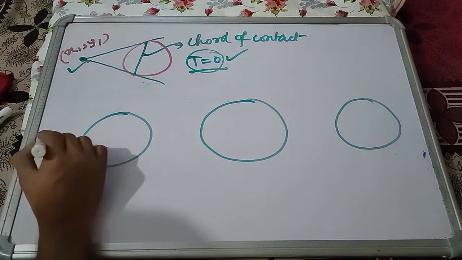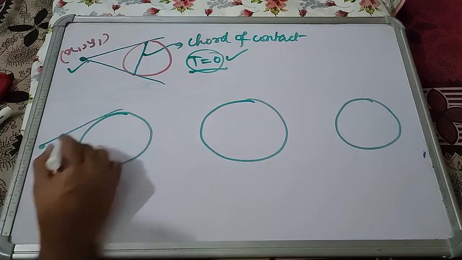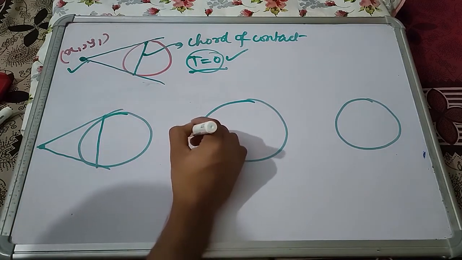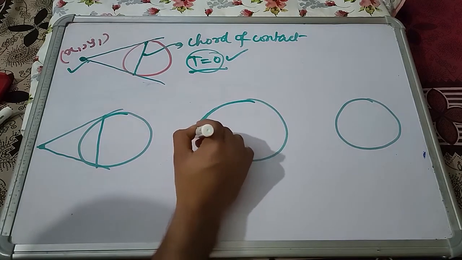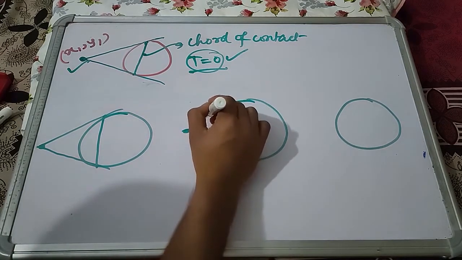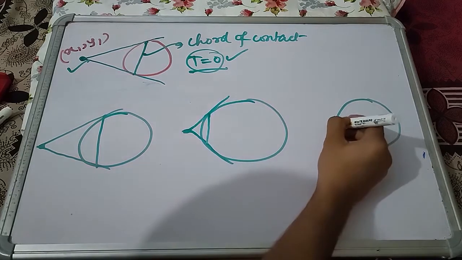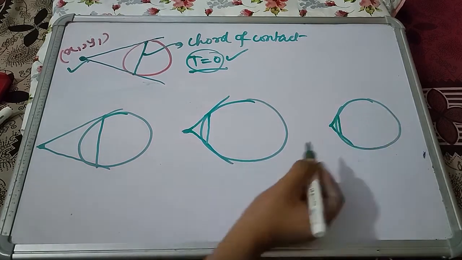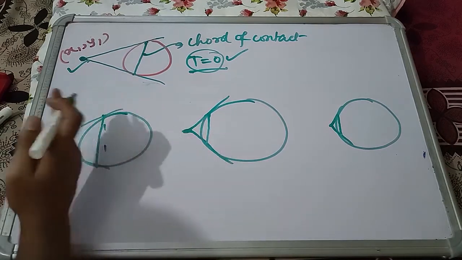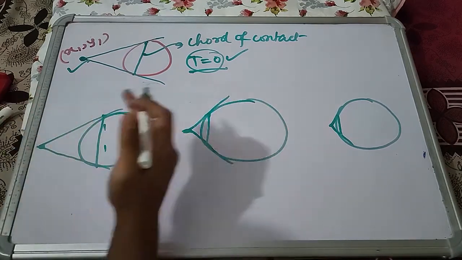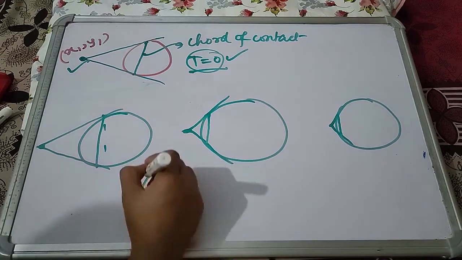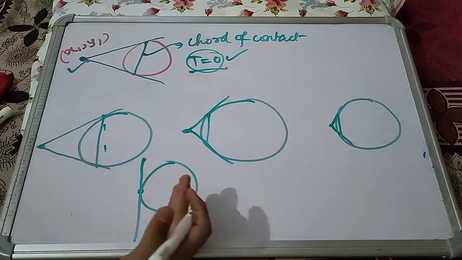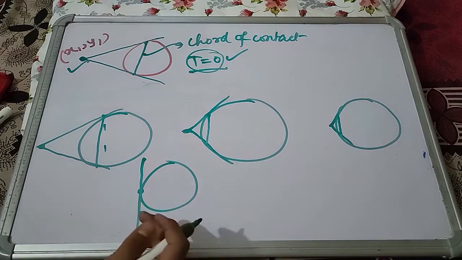Suppose this point P is a little bit far away. So this is your chord of contact. This point P comes more closer to your circle. P comes more closer. Can you see this chord of contact being transformed to a tangent, coming closer and closer? And when this point P lies on the circle, this chord of contact transforms to a tangent.